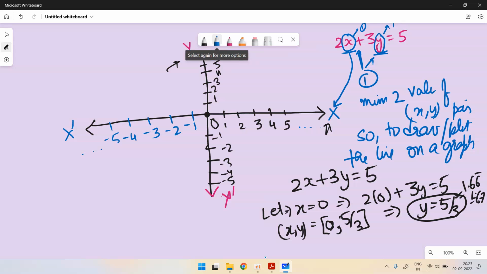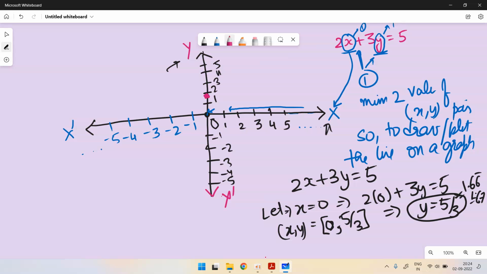When x is 0, see, this is my x-axis. At x equal to 0, I am here on the x-axis. But on the y-axis, if you see from the y-axis, I am at 5 by 3. 5 by 3 means 1.66. I am somewhere here, 1.5 is here, 1.6, so net total I am here. Let me just draw with some other pen. This is my first point, that is 0 comma 5 by 3.